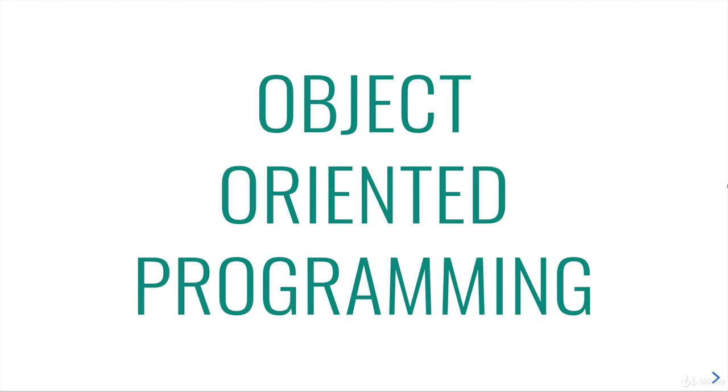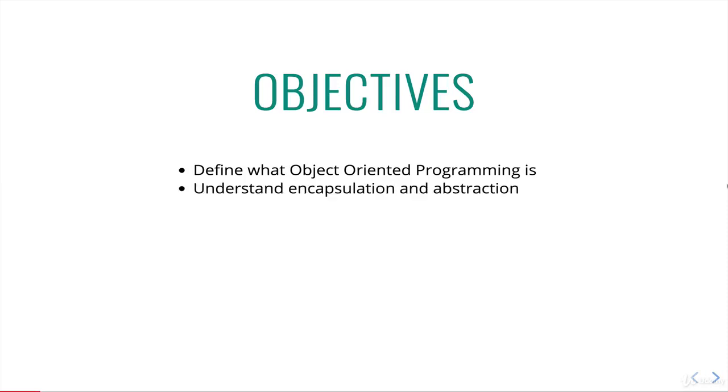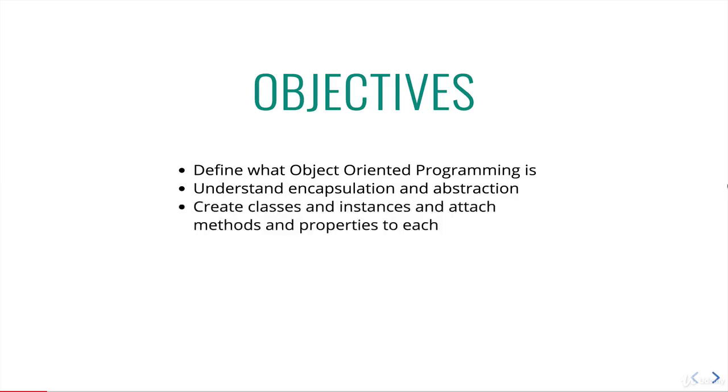Let's get going and talk about our objectives. There's not that many for this section. We want to define what OOP is, okay? We want to understand two topics called encapsulation and abstraction. Then we'll dive into the nitty-gritty and we'll create our own classes and instances and attach methods and properties to each.